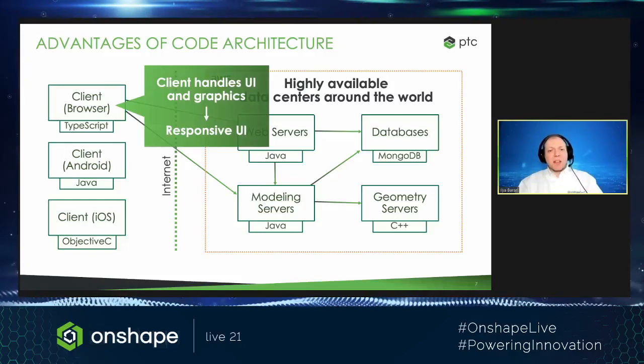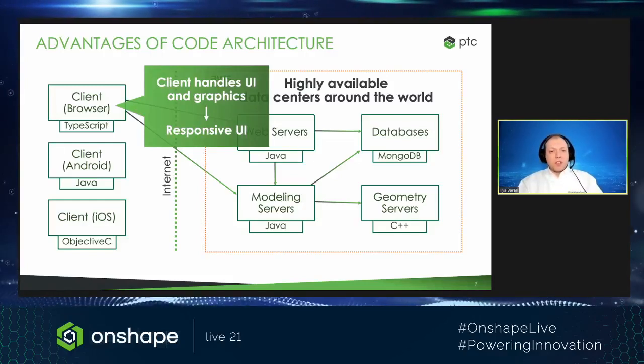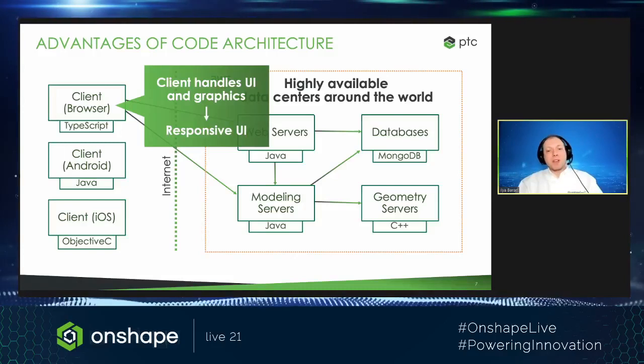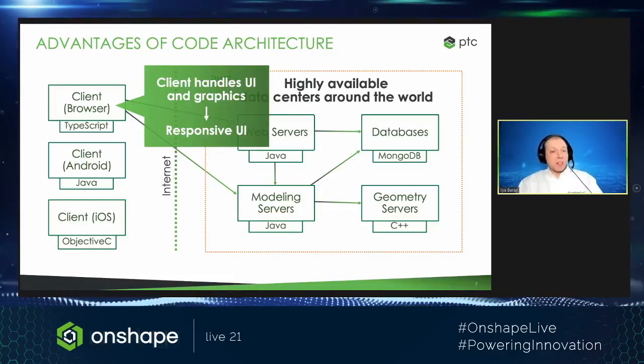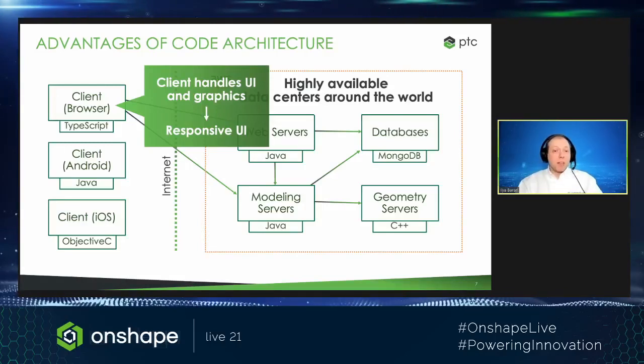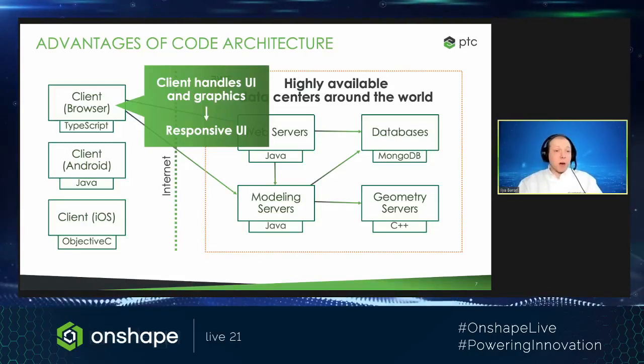So what does this setup give us? Well, doing the UI and 3D graphics on the client means there's no network latency involved in things like selection, clicking buttons, or moving the camera. And these are some of the most common operations.